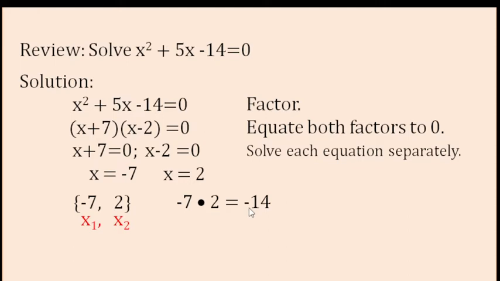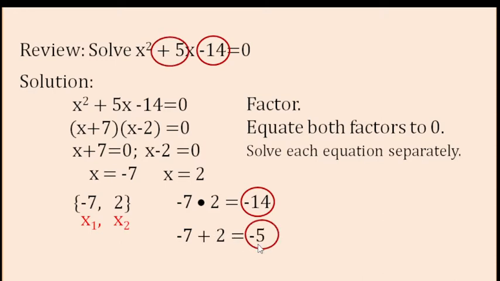So, the product is negative 14. Notice here that this negative 14 is actually the last term of our quadratic equation. And also, if we add the two roots, negative 7 and 2, the sum is negative 5, which is actually the opposite of the coefficient of our linear term.